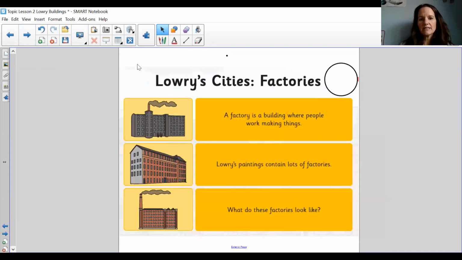So Lowry's cities. He focused on a lot of factories. A factory is a building where people work, making things. And if you looked at the topic lesson this week, we looked at children from the Victorian times, and a lot of those children who had jobs worked in factories. Lowry's paintings contain lots of factories. And what do these factories look like? They're very simply drawn, lots of squares, lots of rectangles. It could even look like maybe an old schoolhouse or something as well.